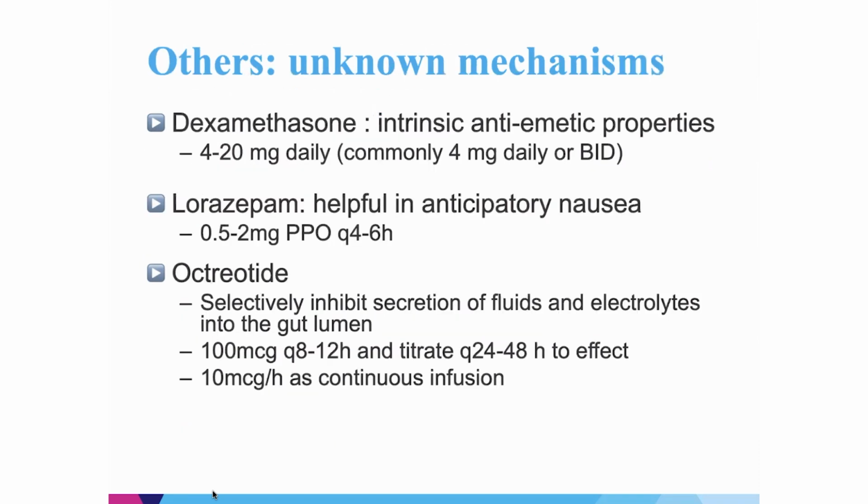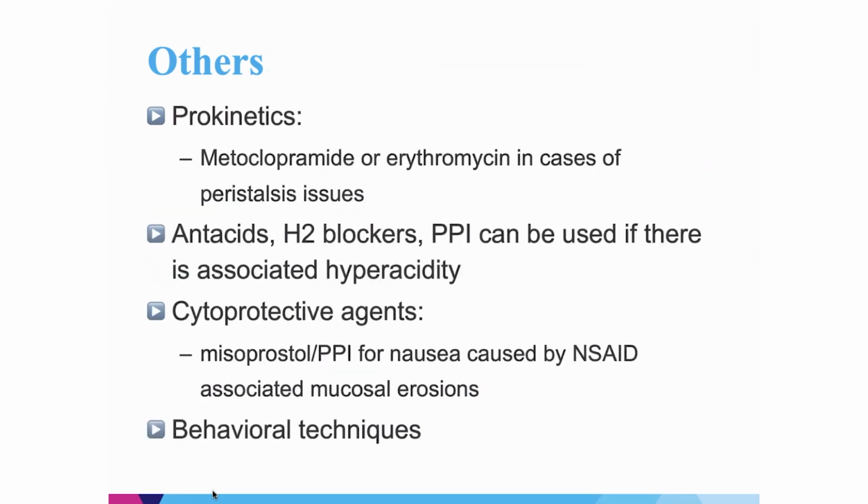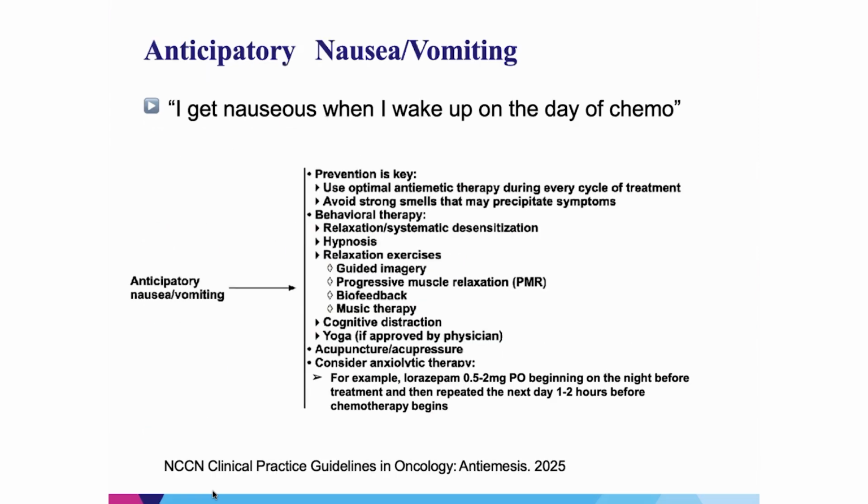Dexamethasone and lorazepam we kind of spoke about. We'll talk about anticipatory nausea in the next slide. Octreotide generally we use again in more of an obstructive situation. Metoclopramide, as I said, really only if you think someone has gastroparesis. Your antacids, your PPIs are good adjuvant agents if you think there's something like that going on. Cytoprotective agents like sucralfate, especially in someone that's getting radiation, where you think there might be some esophagitis contributing to the nausea, can sometimes be effective. And behavioral techniques we'll talk a little bit about in the next slides.